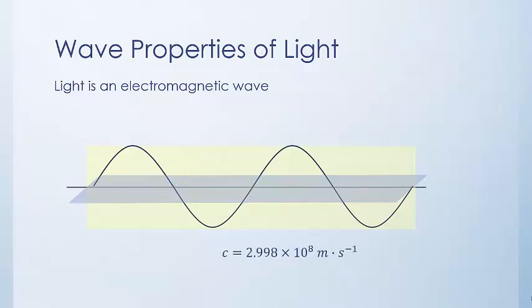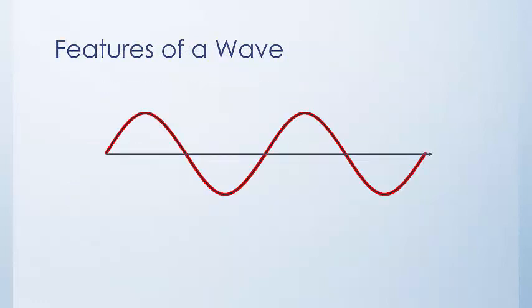We use the letter c to refer to the speed of light. The speed of light has been determined to be 2.998 times 10 to the 8 meters per second. Before we go any further, it'd be helpful to review a few of the important features of a wave. Let's define a few important terms. We'll define crest, trough, wavelength, and amplitude.